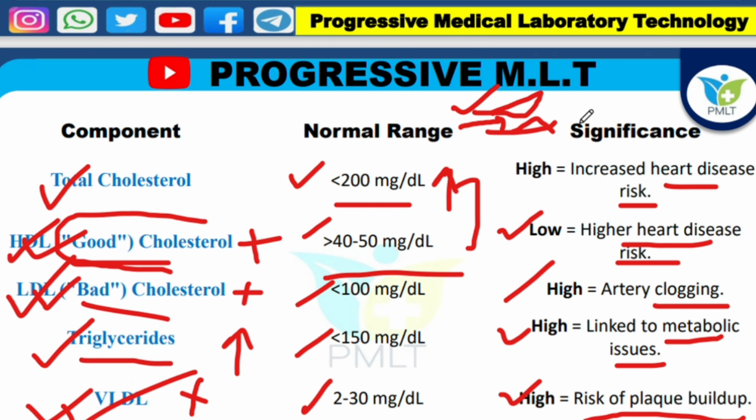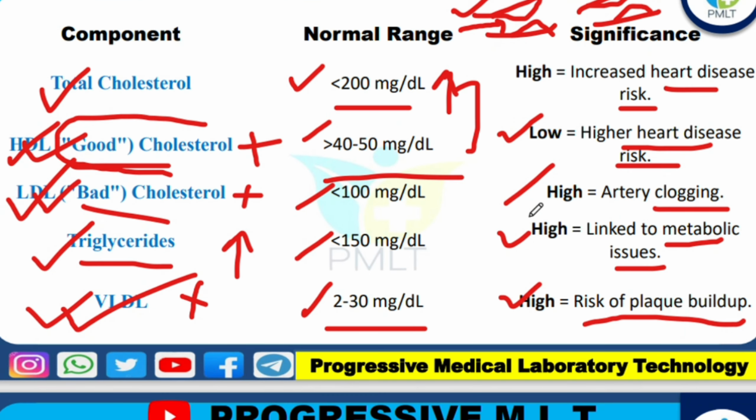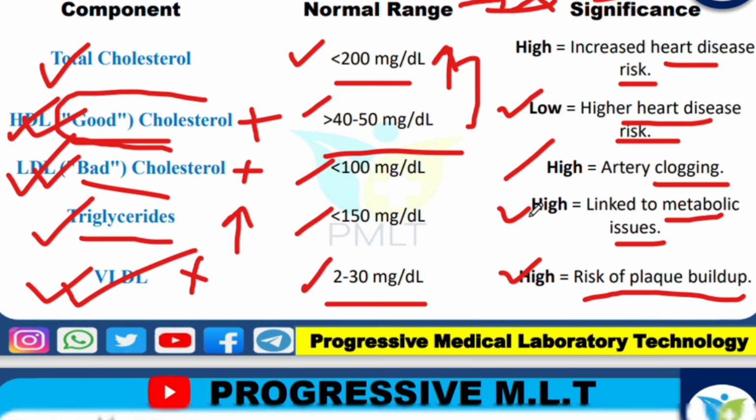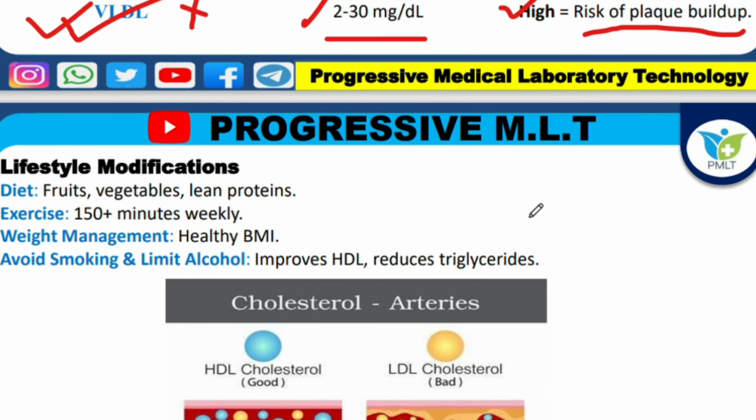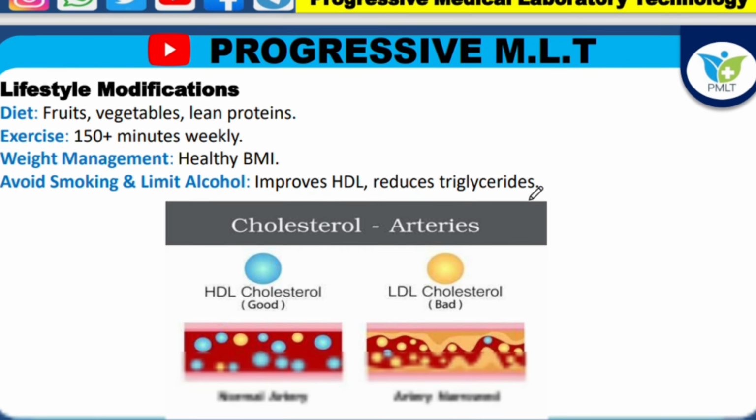Plaque buildup means, as I have already discussed, whenever the artery becomes blocked with lipid, that is called plaque formation. So we have already understood the parameters, normal ranges and clinical significance. Now it is high time to discuss how we decrease our cholesterol level, as well as how we manage our cholesterol level.